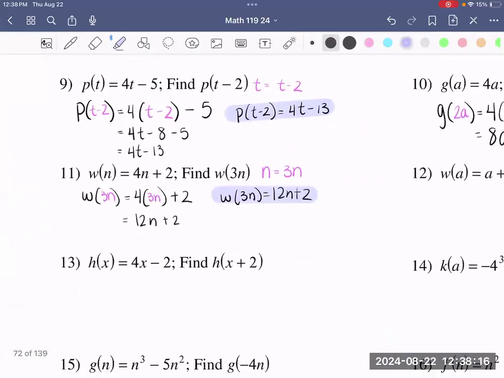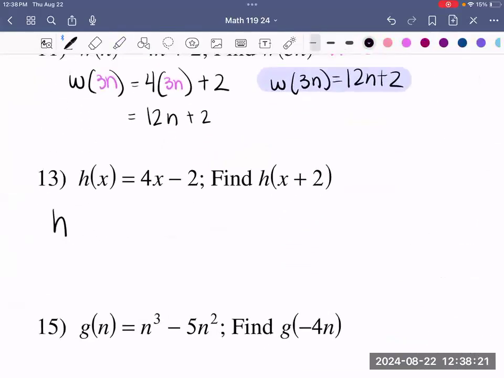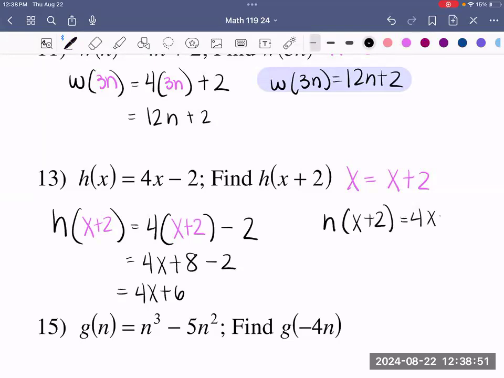Let's try that again with 13. So H for x, leave a gap, minus 2. This is when x is equal to x plus 2. So replace that x with x plus 2. So we have 4x plus 8 minus 2, 4x plus 6. So h of x plus 2 is equal to 4x plus 6.